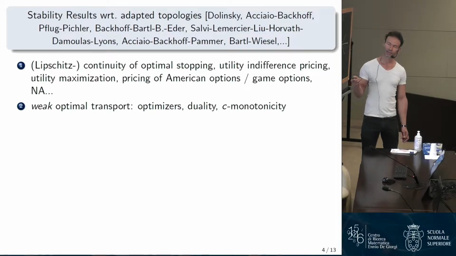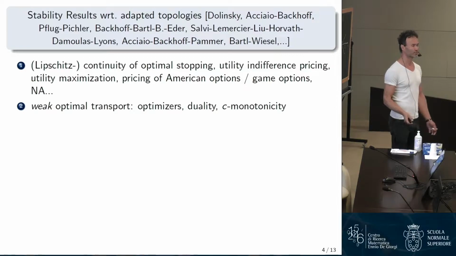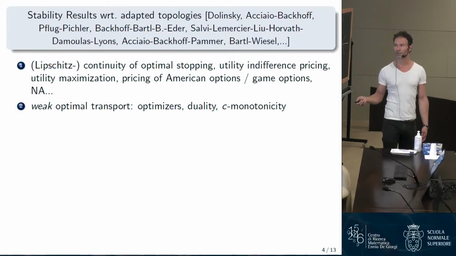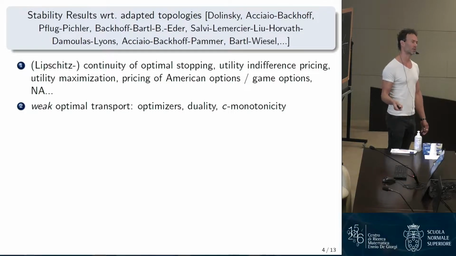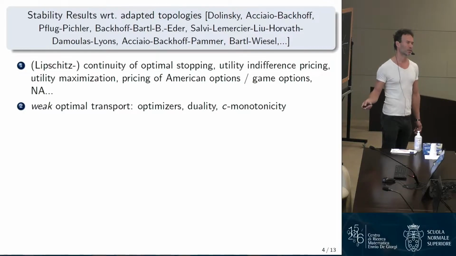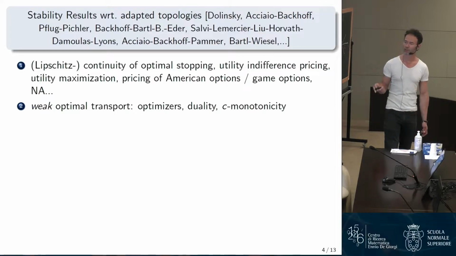Another example is weak optimal transport. This was introduced some years ago, and I think the early proofs of existence of optimizers, duality, and cyclical monotonicity are a bit involved and need quite some conditions. Something interesting happening here is that all of these things go away: you get proofs which are just the classical proofs if you use adapted Wasserstein distance in the background.